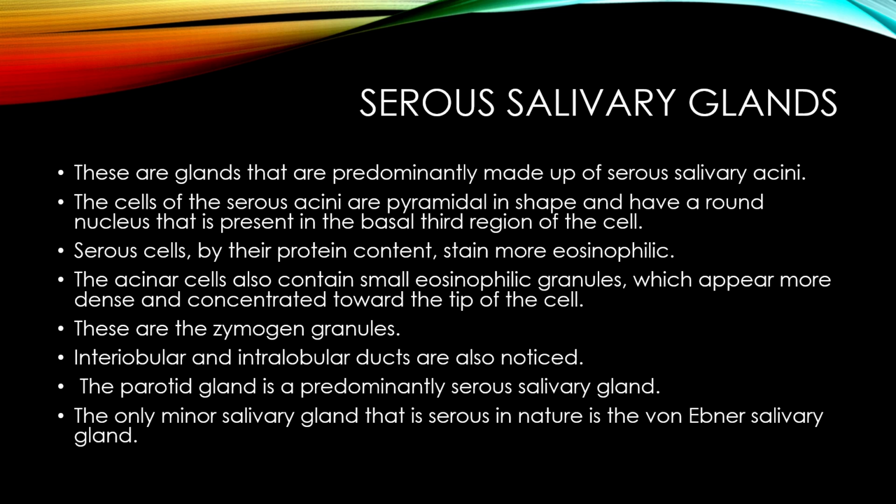These serous cells also contain small eosinophilic granules, which appear more dense and concentrated towards the tip of the cell. These are the zymogen granules. Interlobular and intralobular ducts are also noticed. The parotid gland is a predominantly serous gland, so it produces a watery saliva. The only minor salivary gland that is serous in nature is the von Ebner salivary gland. We'll study about it later.